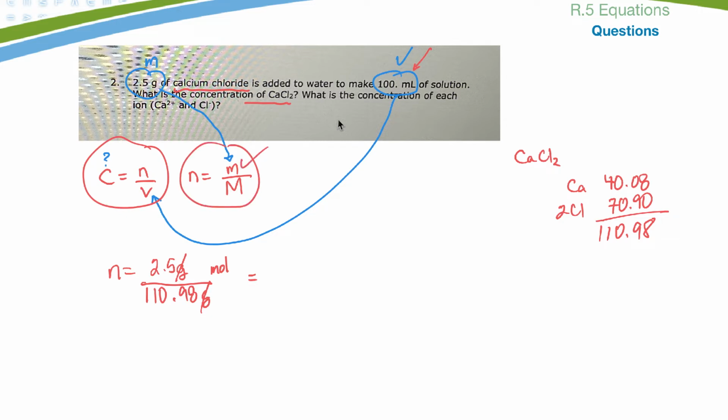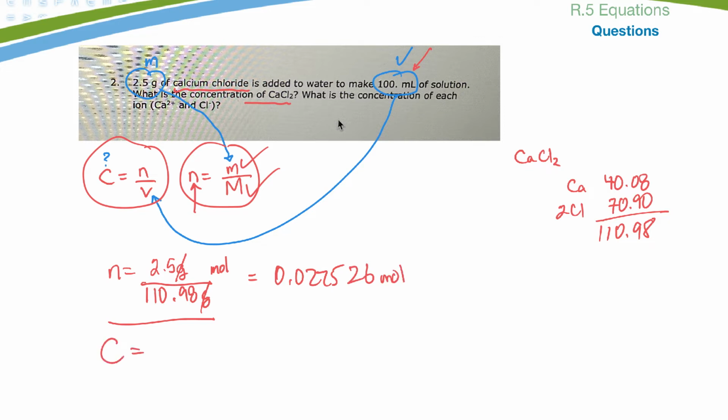They give me a mass. I always know molar mass, so the first thing I'm going to do is find moles. I've started it here. When you divide those two into my calculator, 2.5 divided by 110.98. That gives you 0.022526 moles of calcium chloride.